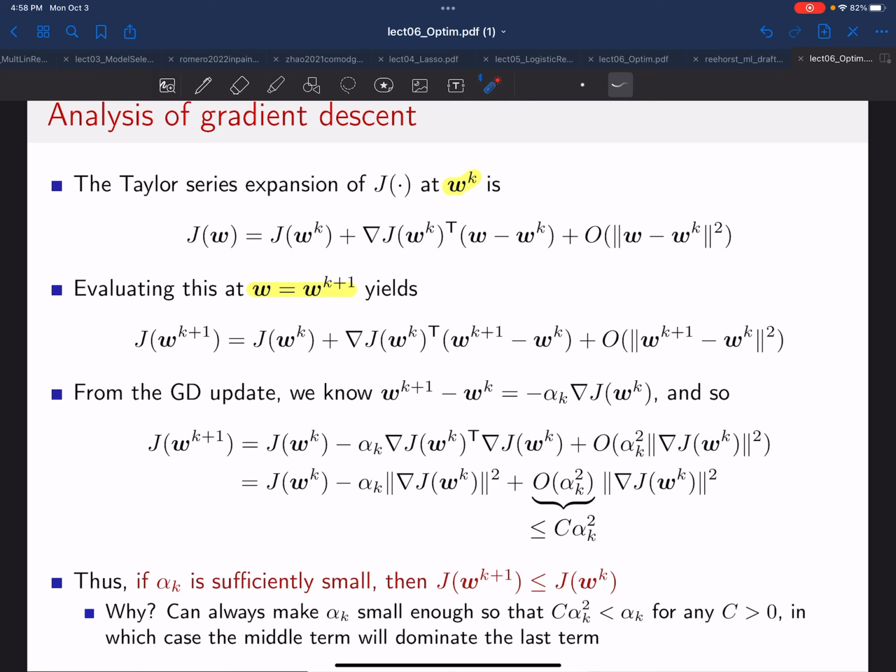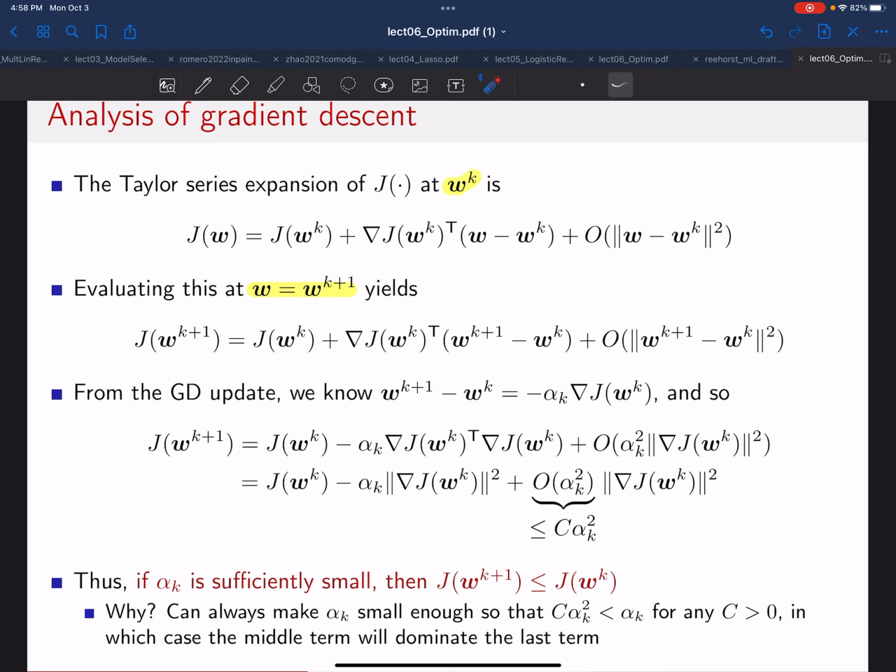Okay, any questions about this? Yes? So if you don't know the c, you can never really know the best alpha k. That's true, although we'll develop an algorithm that can figure it out no matter what. Yeah, it's a good point though. It's not exactly obvious how to choose alpha k.